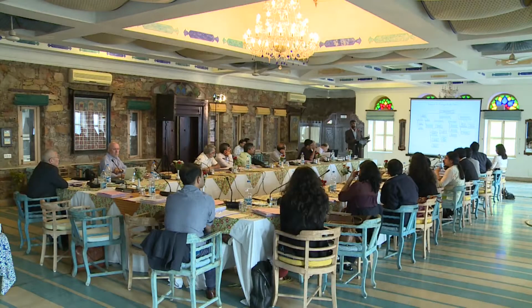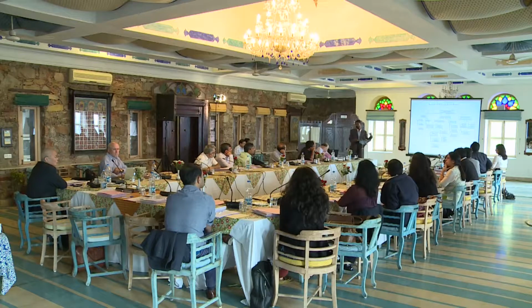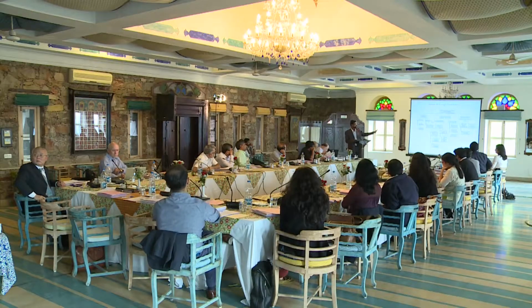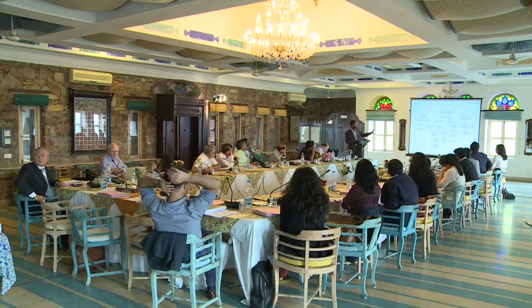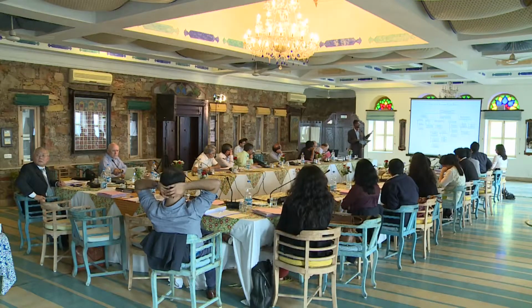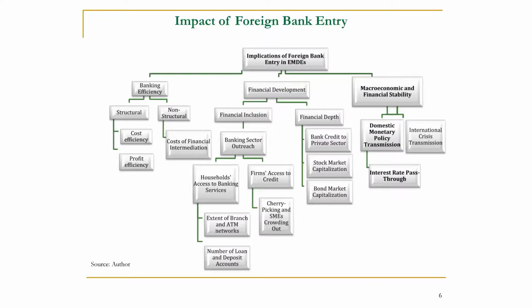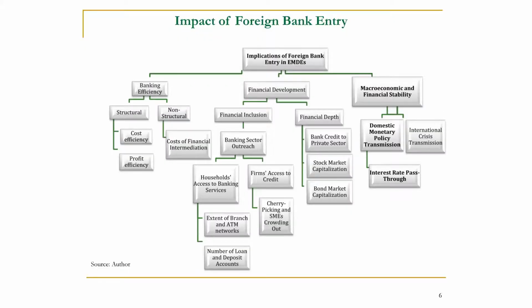Another strand, which is also upcoming, is on financial sector development. Of course, keeping aside all the econometric endogeneity issues, I think the literature tries to tease out whether foreign banks could have a positive impact on financial inclusion, and also contribute to deepening of financial markets, bond market development or stock market development, etc. And another strand, which became much more prominent after the crisis, is what they do to macroeconomic and financial stability.